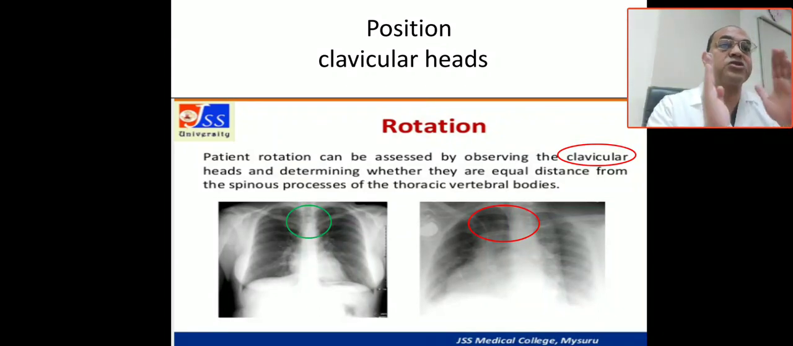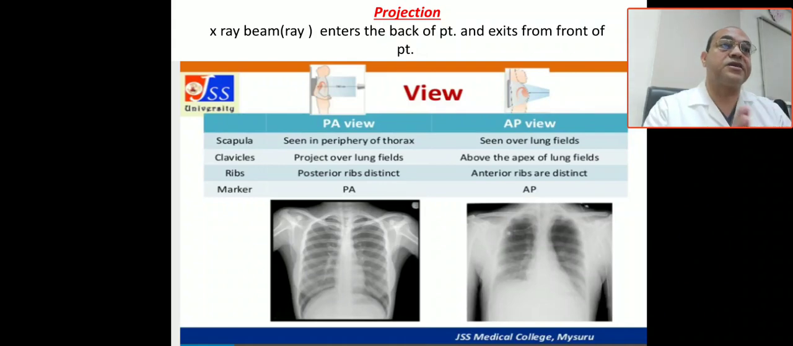And as we mentioned, if the patient is not centralized or the film is rotated, a lot of mistakes will happen in interpretation. So you also have to comment on patient identification, position and projection. The projection is anteroposterior or posteroanterior. How do we differentiate between them? By the scapula. If you can see the scapula over the lung field, this is anteroposterior.